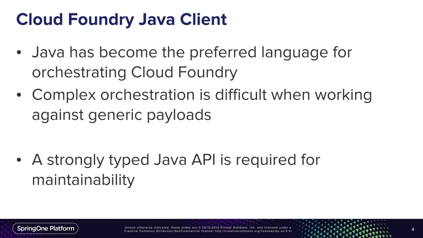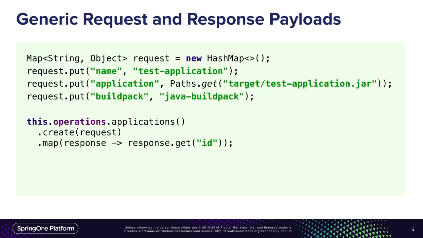Part of this is simply because of the sheer number of Java users on top of Cloud Foundry, the sheer numbers of enterprises that are trying to orchestrate Cloud Foundry that are already Java shops. But it turns out that this kind of orchestration is really, really difficult when you're working against something like a generic API. If you take a look at the payloads, there's just a bunch of strings, right? It's just JSON maps, effectively. And making sure that you've got exactly the right underscores and exactly the right camel case and hyphens in the right place, and you know that the type that's going to be coming out should be a list and not a map, or it's a string and not a Boolean.